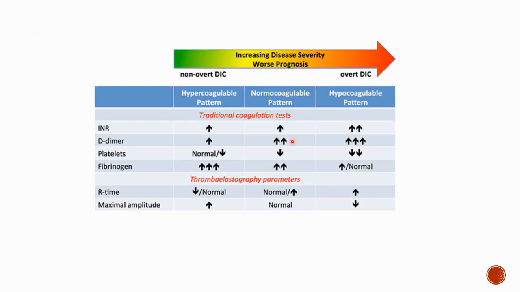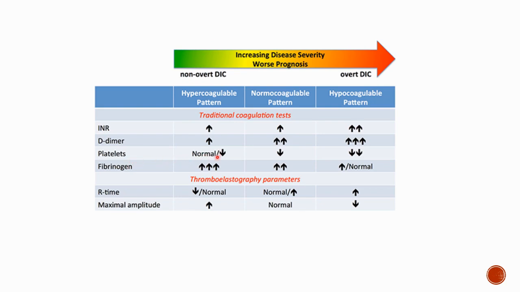So this is a table which is showing how a TEG progresses in a DIC. First, in early DIC, we have a hypercoagulable pattern. That is, the R time is normal or decreased and there is increase in maximum amplitude. And as we compare this with traditional coagulation tests, the fibrinogen levels will be increased and the platelet value will be normal or decreased.